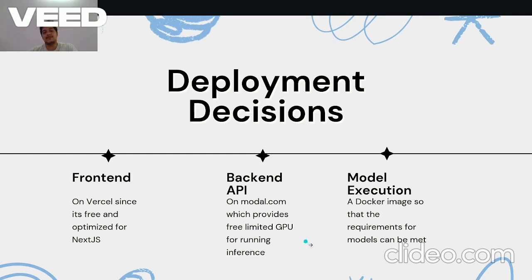Because we're running inference for two models, we require GPU. Then for the model execution, we have a Docker image, so the requirements for the Python and all of the packages don't get lost, and it's just an easier transition.